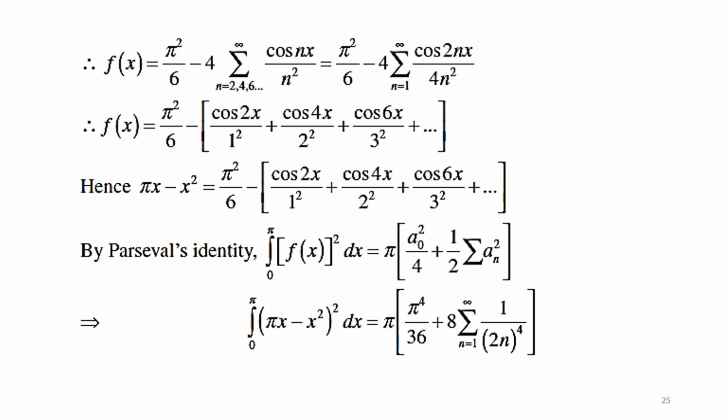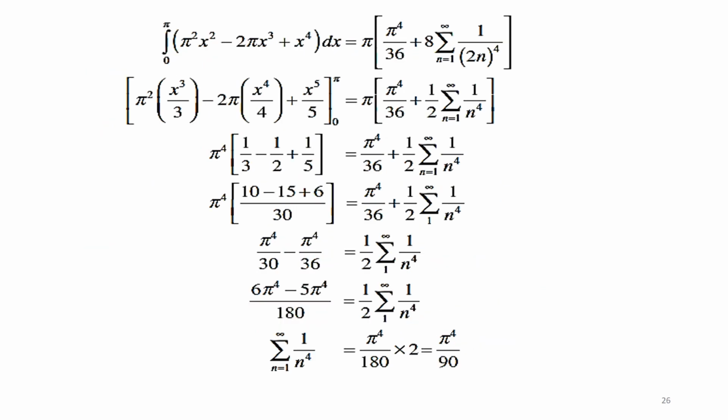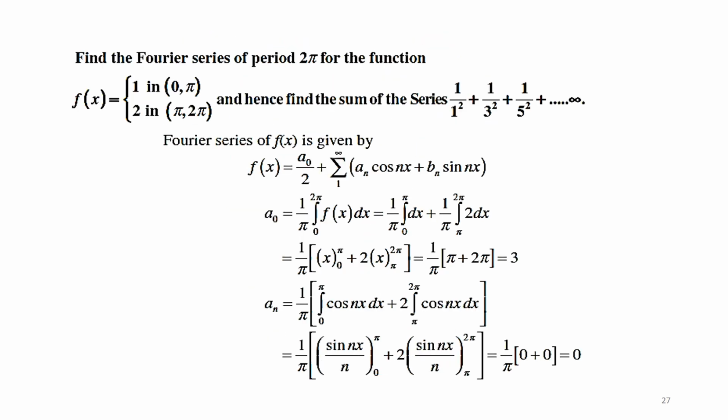Then you have to find using Parseval's identity. Parseval's identity is y bar square is equal to a naught square by 2 plus summation n is equal to 1 to infinity a n square plus b n square. So you have to find the values and substitute here, and you will get the summation n is equal to 1 to infinity, 1 by n power 4 is equal to pi power 4 by 90. Okay, and here this is the sum. 1 if 0 comma pi, and 2 if pi comma 2 pi.